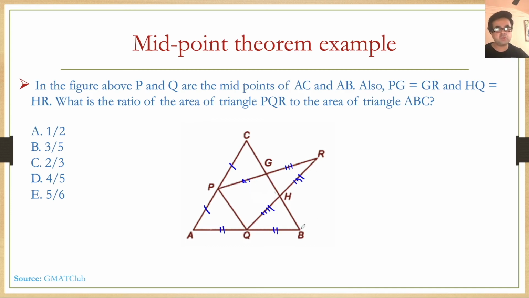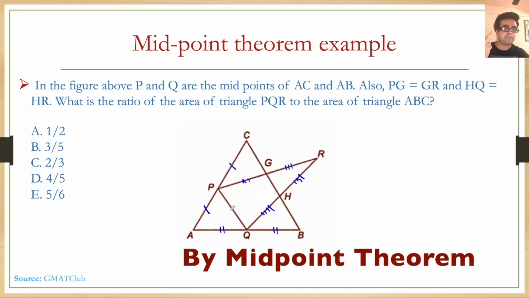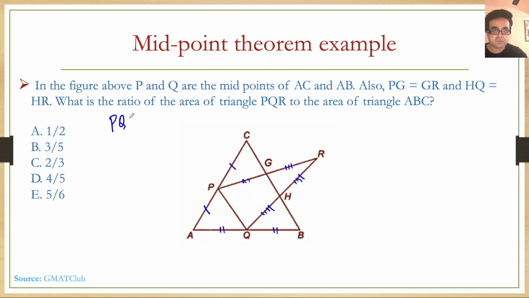All right, so let's stop thinking for a little bit and just apply what we know. We know that AP equals PC and AQ equals QB, which means that line PQ joins the midpoints of two sides of the triangle. That means two things. One, PQ must be parallel to BC. Let's write that down. PQ is parallel to BC, and also PQ must be half of BC. So PQ equals half of BC.